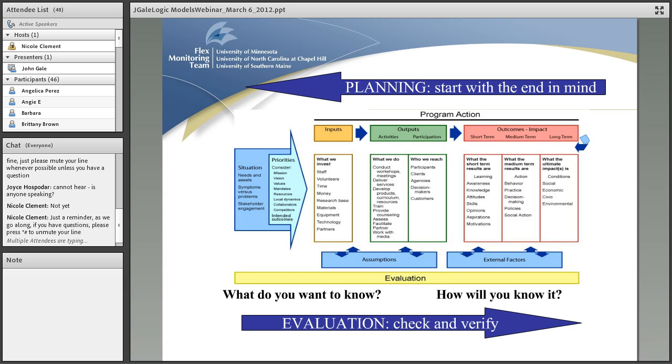Your priorities and inputs are resources, which include staff, cash, in-kind contributions, materials, equipment, anything you bring to bear on your program. Activities are the strategies, the things that we do. We conduct workshops, we deliver services, we provide technical assistance, and we train individuals to do a better job around billing or cost reporting.